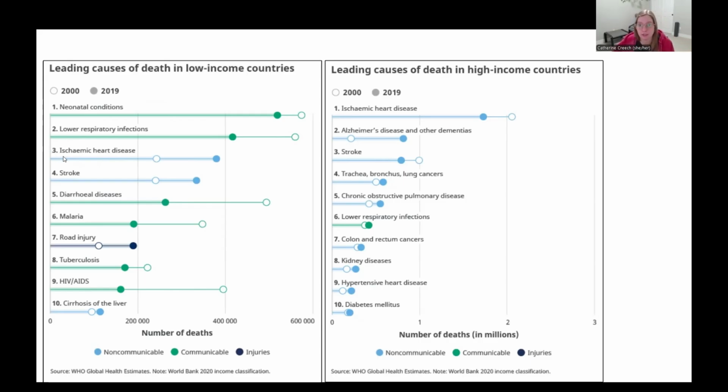Then we have ischemic heart disease. That's number 3, where it was number 1 for high-income countries. Number 4, stroke, which was number 3 for high-income countries. And then number 5, diarrheal diseases. That one is nice that it's been decreasing since the year 2000, but absolutely something that we could treat and prevent with clean water, with access to medical care. So these links of biodiversity, the threats to them, are also related to how people experience life and what kind of things that they have to put up with and what kind of things are killing us in different situations. So really fascinating.